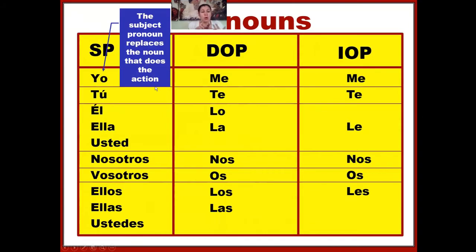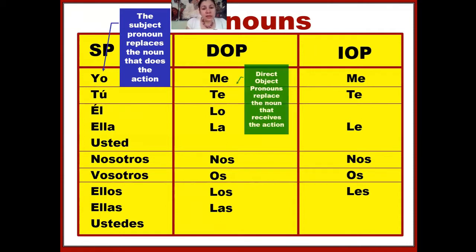So yo como, tú trabajas, ellos bailan, nosotros conversamos. So in that case, instead of saying Sara, I say ella trabaja. Instead of saying Maritza y yo, I say nosotras, okay? So those pronouns that you are seeing here on this column, they replace the doer of the action. Don't get confused. Those are different, only to replace the doer of the action.